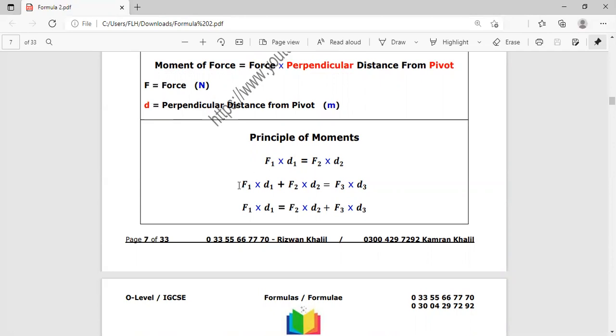Then here we can also apply the formula if three forces are given, 2 on the left side, 1 on the right side: F1 D1 plus F2 D2 is equal to F3 D3. And if two forces are given on the right side and 1 on the left side, then the formula will be F1 D1 is equal to F2 D2 plus F3 D3. Make sure that these forces are acting in the same direction, that is in the downward direction or in the upward direction. But if forces are in the opposite direction, like if one force is acting in downward direction, other force is acting in upward direction, then the negative sign will be there.